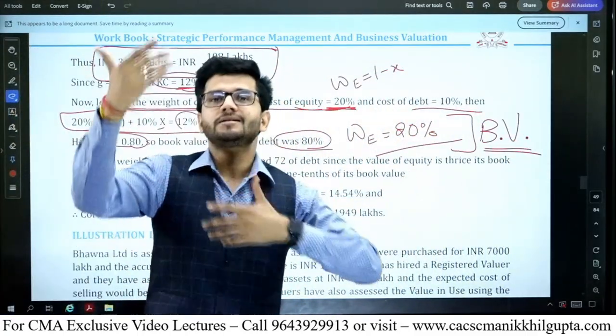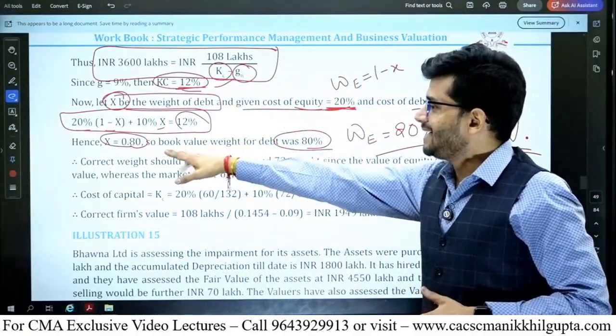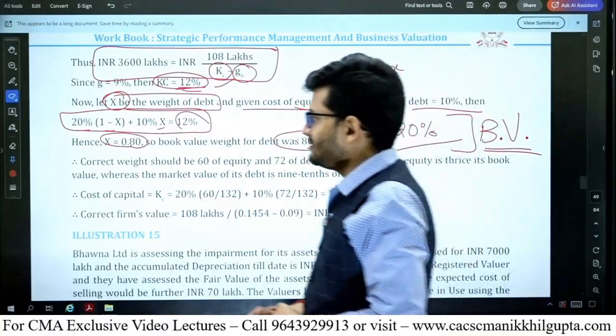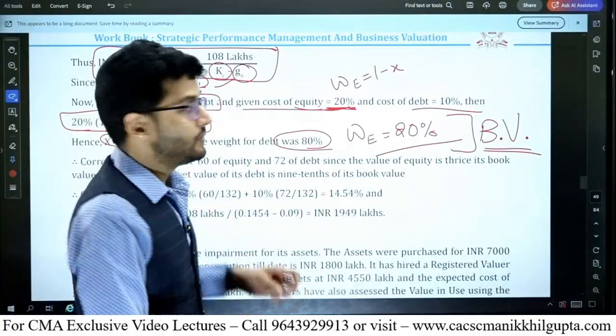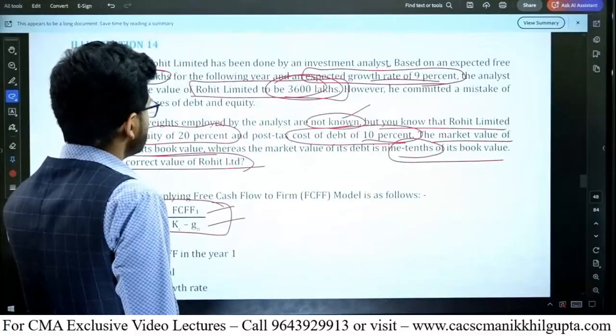Reverse disintegration of the numbers is being done in this particular question. So weight of debt 80%, weight of equity 20%. This is the book value based weight, right? Now these are based on book value. We need to compute the market value weights, and for calculating the market value weights, let's see what information is given to us.